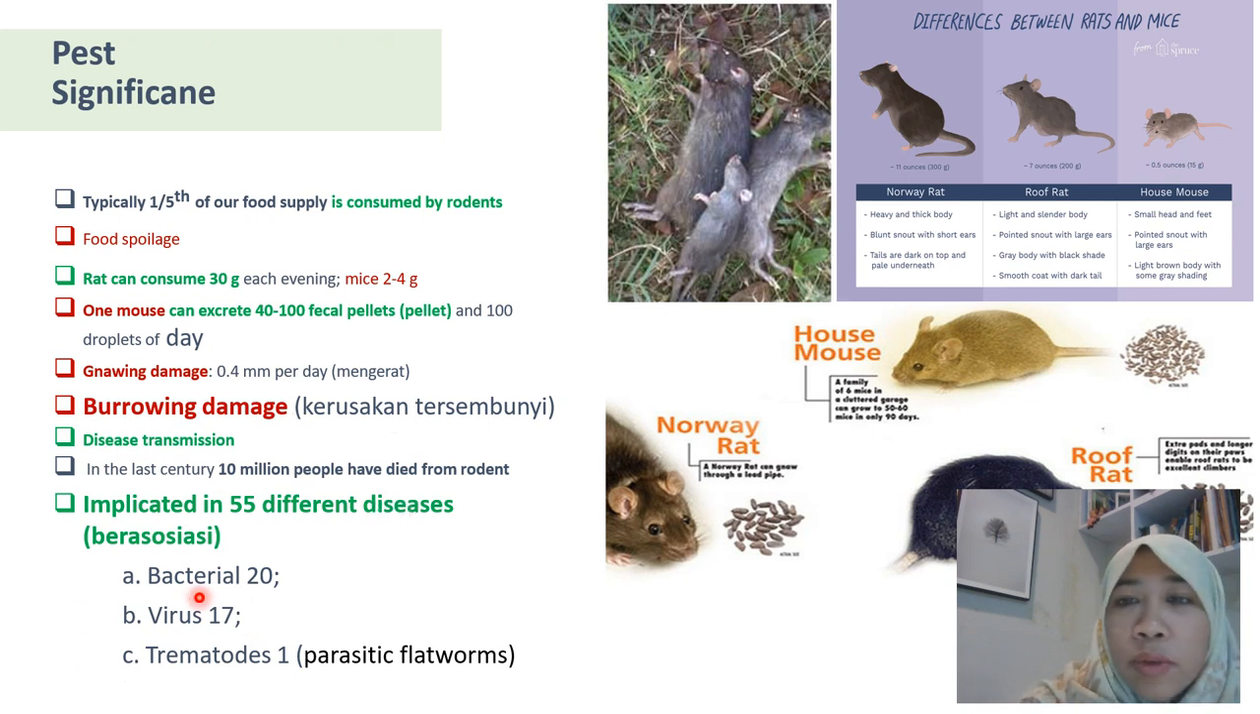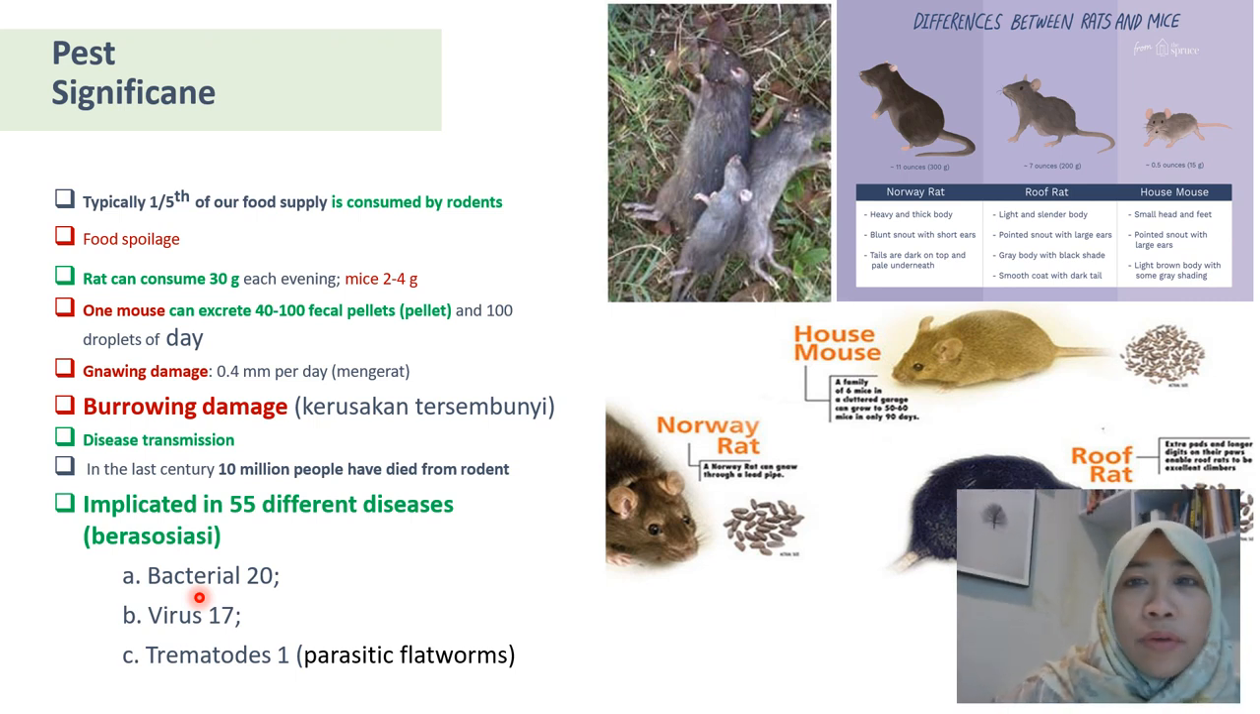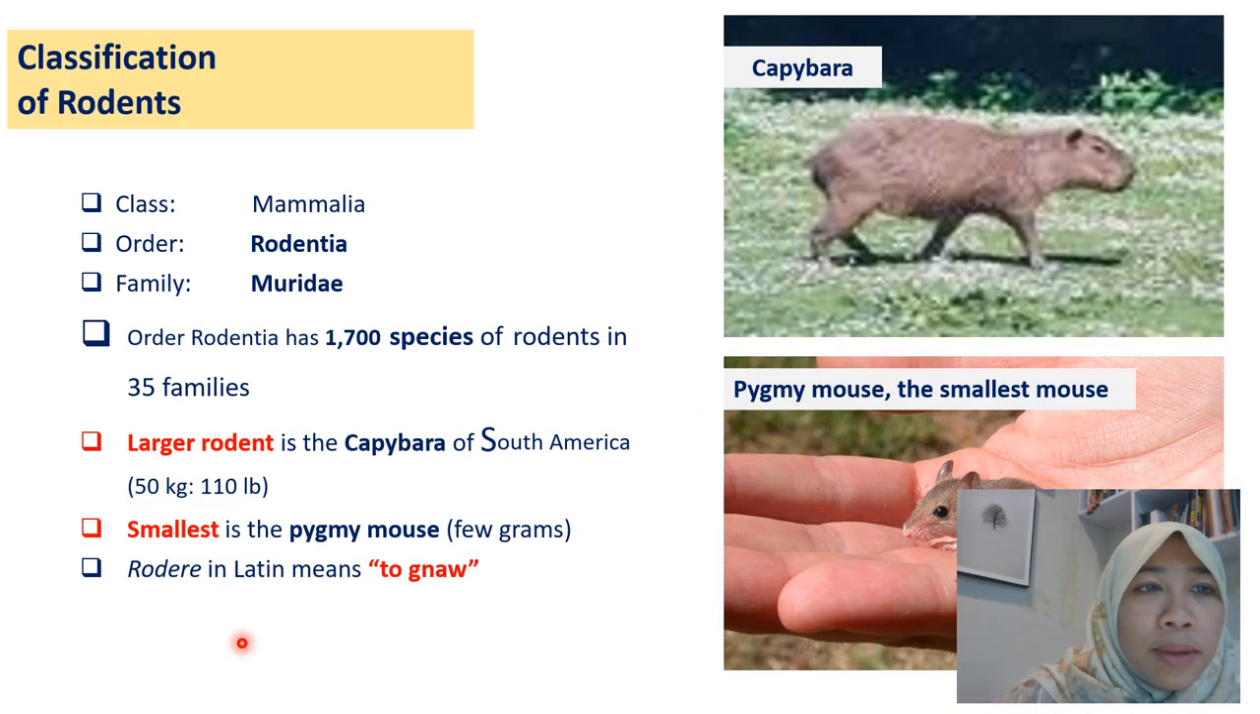So that's why the management of rats is crucial, because in the field they can damage our rice field. And in the house, if the rat is in the house, they can transmit disease from that rat to us. So take care of your house. Let's move to the next slide.